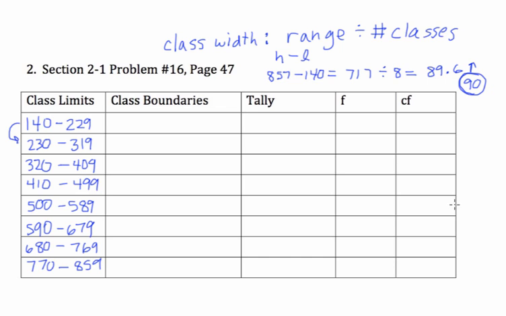Once you're finished with your class limits, enter in your class boundaries by going, since they're whole numbers, 0.5 below the lower limit to 0.5 above the upper limit. Notice that these two values will be the same. Your class boundaries will overlap. And keep doing your class boundaries all the way down, and then tally where your data fit into your categories.